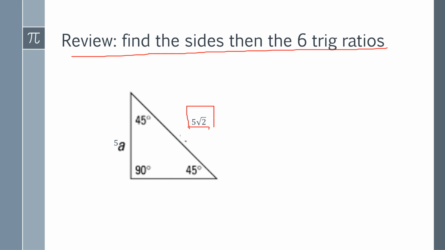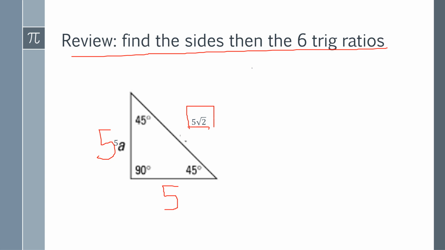And we know the hypotenuse is the leg times square root 2. So the leg of this is just going to be 5. So if 5 is going to be the short leg, then 5 is also going to be the long leg too. So they're both going to have equal measures. So now, let's do the 6 trig ratios.